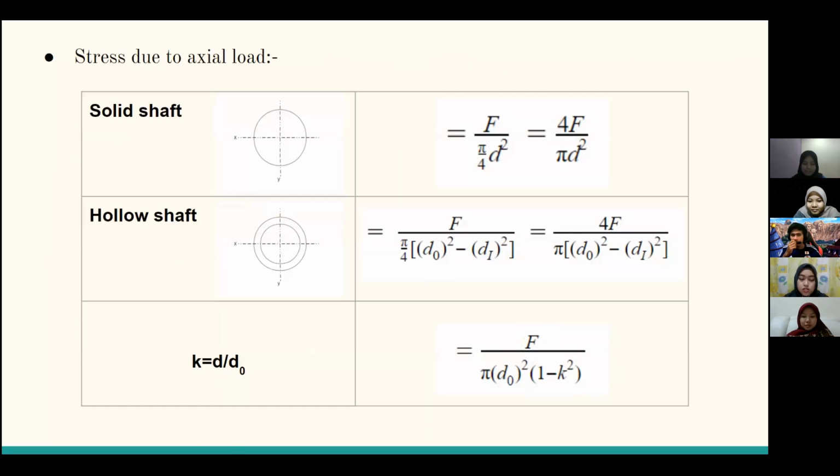So this is the stress due to axial loads. For the solid shaft, the stress is equal to 4F over pi d squared. And for hollow shaft, the stress is equal to 4F over pi, in square brackets, outer diameter squared minus inner diameter squared. So k stands for the ratio of the inner diameter to the outer diameter, which gives F over pi d outer diameter squared, in brackets 1 minus k squared. Next.